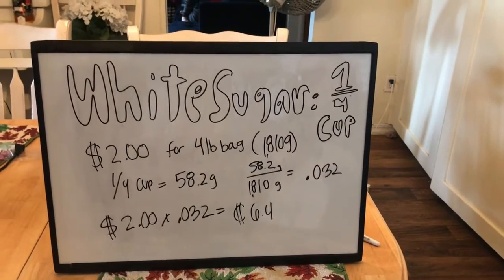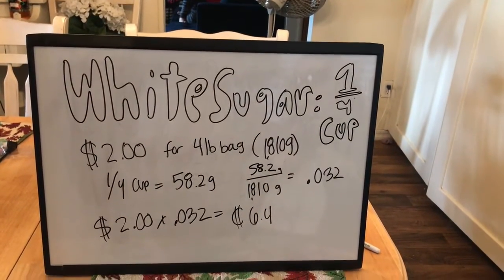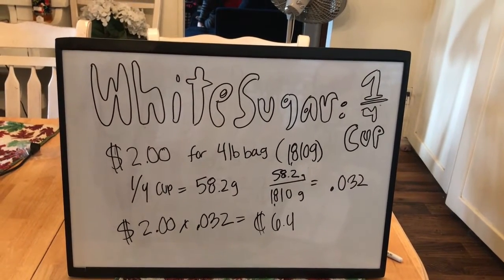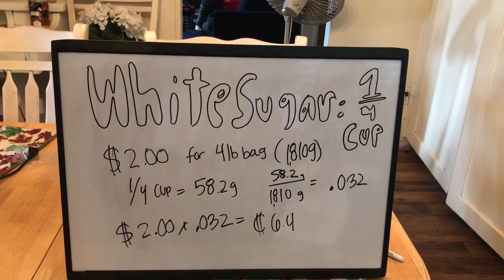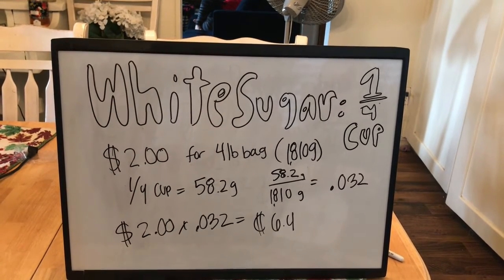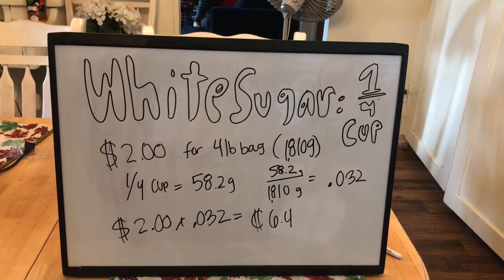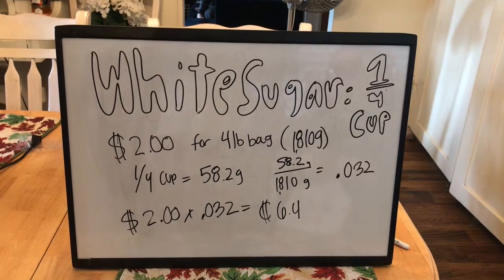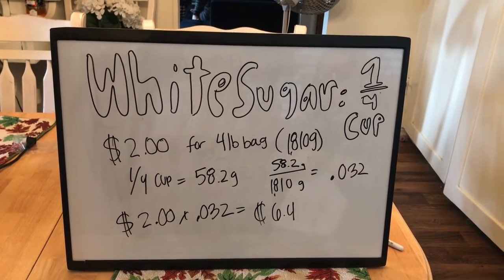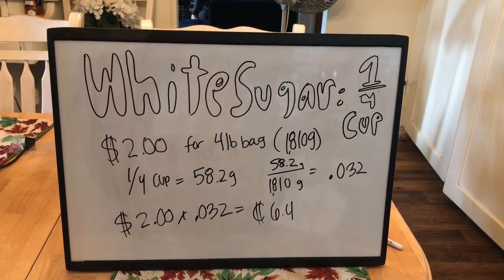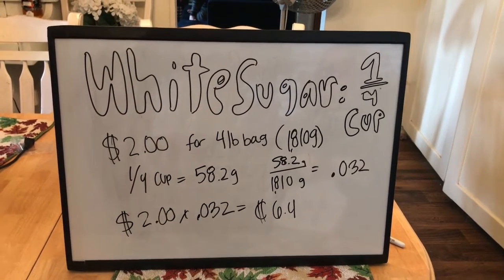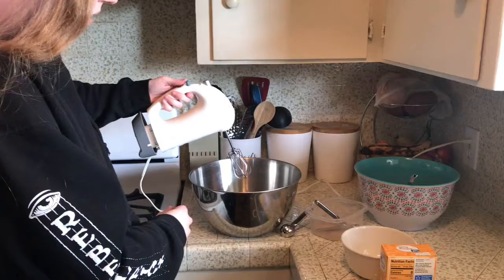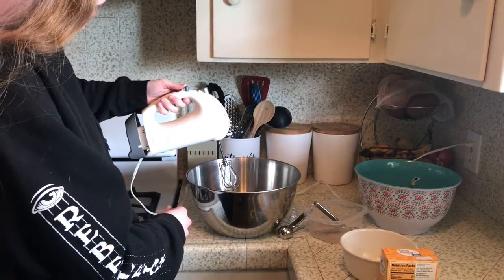We also needed 1/4 of a cup of white sugar. I bought a 4-pound bag of sugar at the store for $2, and 4 pounds is roughly 1,810 grams. A 1/4 cup of sugar is 58.2 grams. 58.2 divided by 1,810 equals 0.032, roughly 3.2% of the bag. $2 times 0.032 equals 6.4 cents. 6.4 cents of sugar goes into these cookies. Then we whisk it all together.